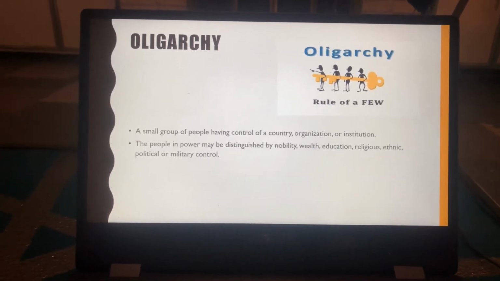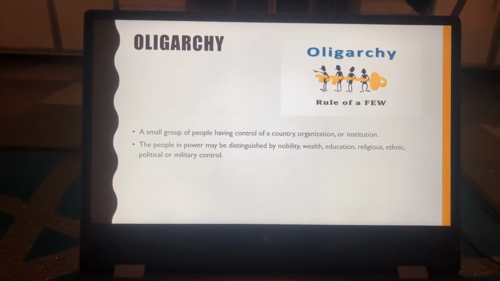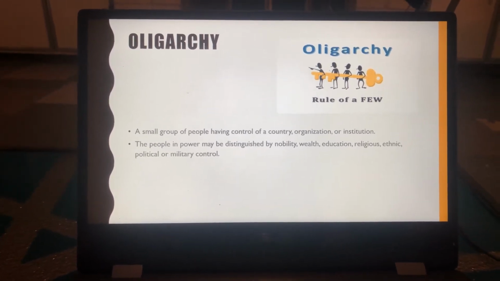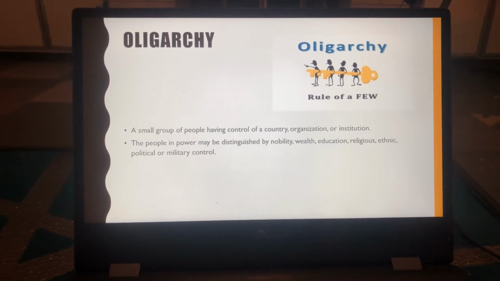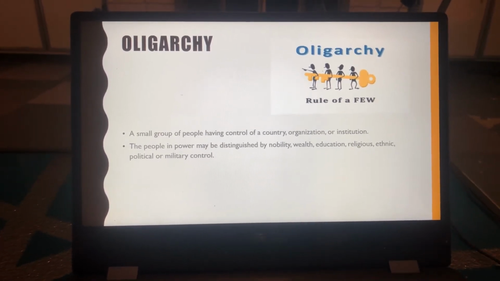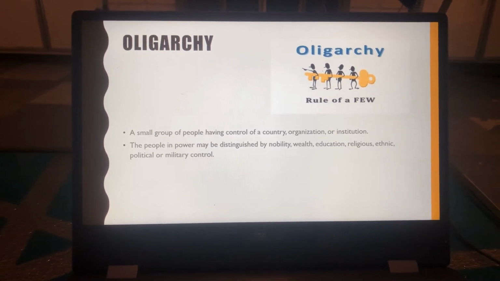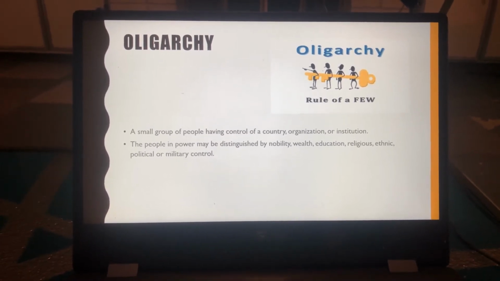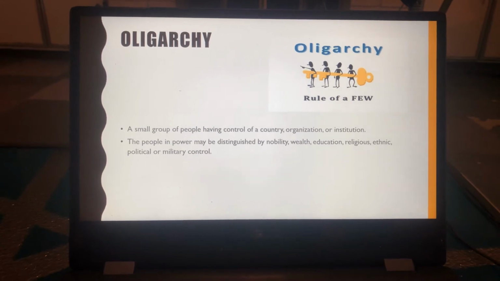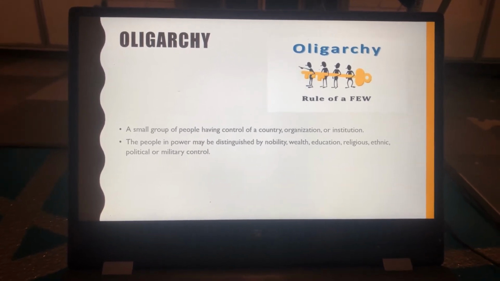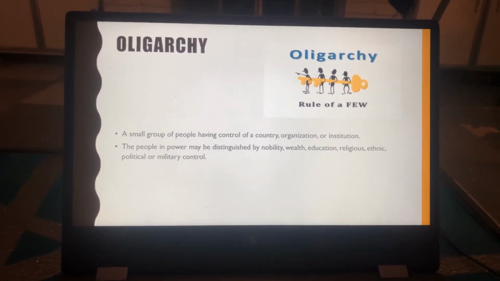All right, the next form of government that we have is an oligarchy. An oligarchy is a small group of people having control of a country, organization, or institution. The people in power may be distinguished by nobility, wealth, education, religious, ethnic, political, or military control.